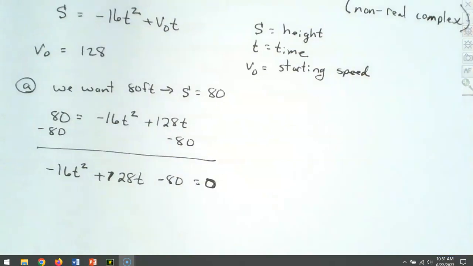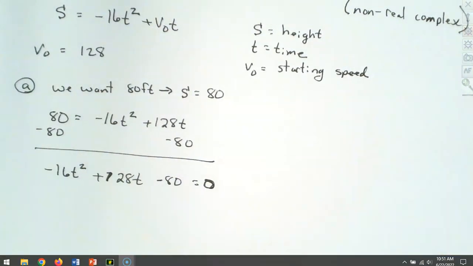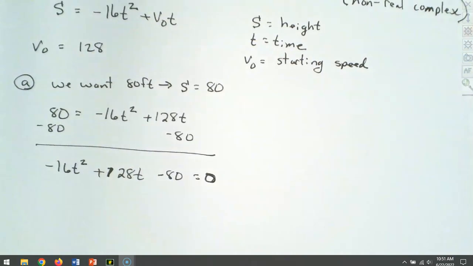And let's see what we've got here. We've got all even numbers, so there's at least a 2 in there. Can a 4 go into all those? I think a 4 can, can't it? Yep, 4 goes into 80, 4 goes into that 120, and 4 goes into that 16.